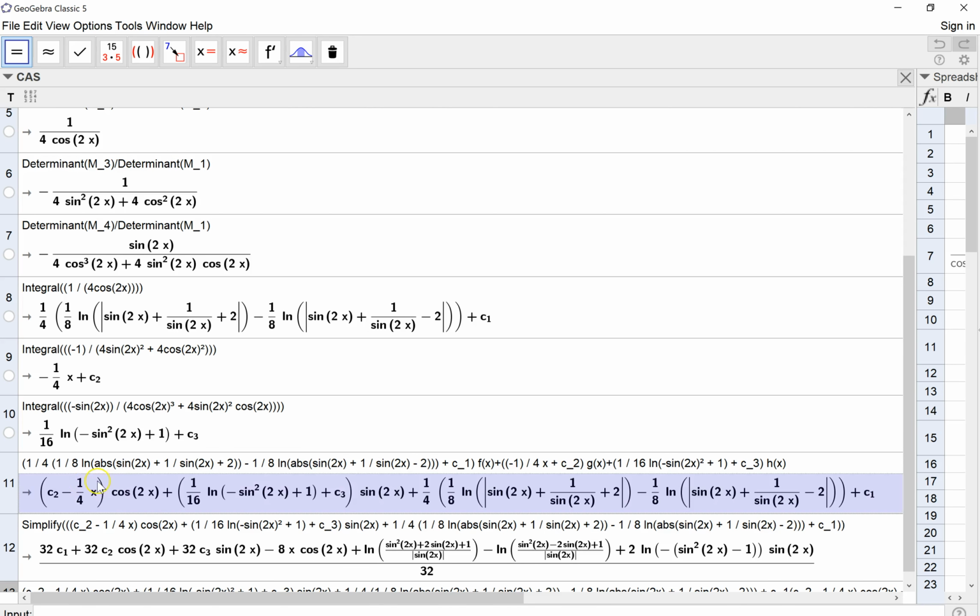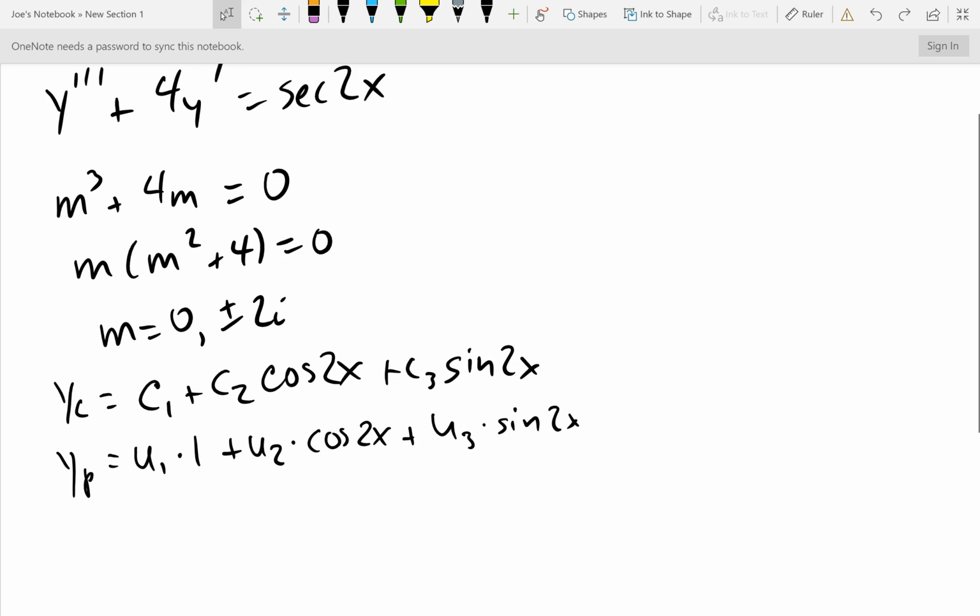Okay, let's look at this first term. This is pretty straightforward. This is negative 1/4 x cosine of 2x. So let's just write this over here. So our u2 must have been negative 1/4 x. I'm sorry, that is not u2. That is u2 times cosine of 2x.